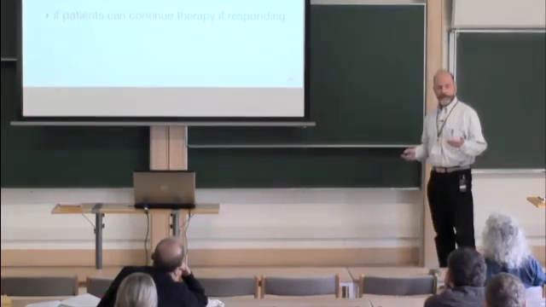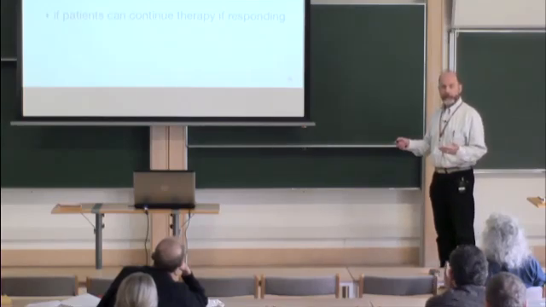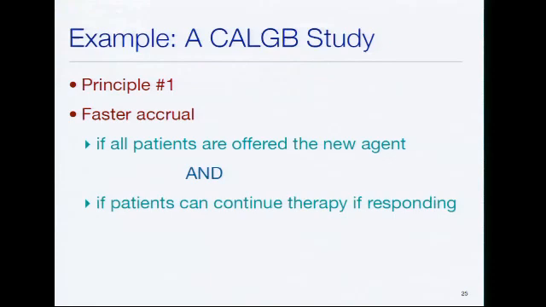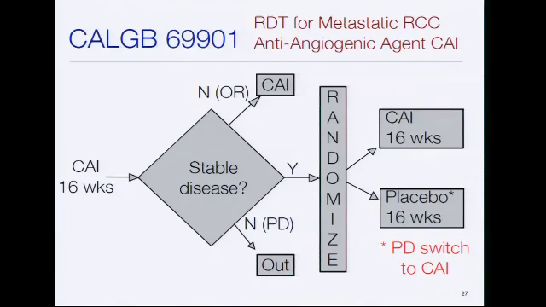By having this sort of open label phase where everybody gets the new drug, it turns out that we can have very fast accrual to the study. Patients prefer that. And also, patients are told that they can continue the therapy if they're benefiting. Stable disease was considered a valid endpoint in this particular setting. And we incorporated randomization, as I mentioned. And we also had early stopping rules, though I won't talk about those here.